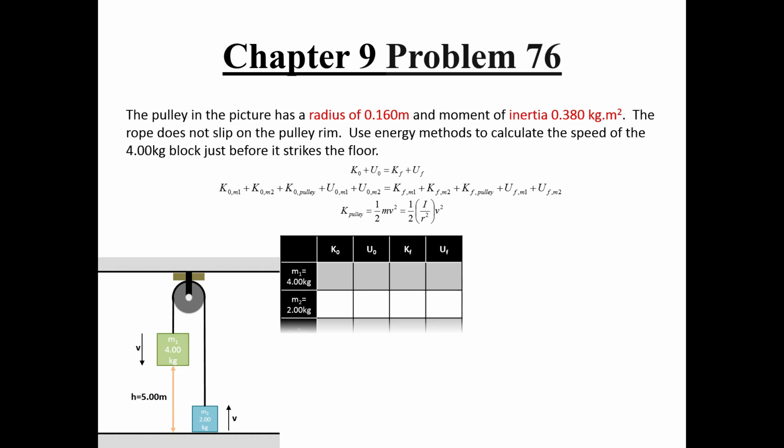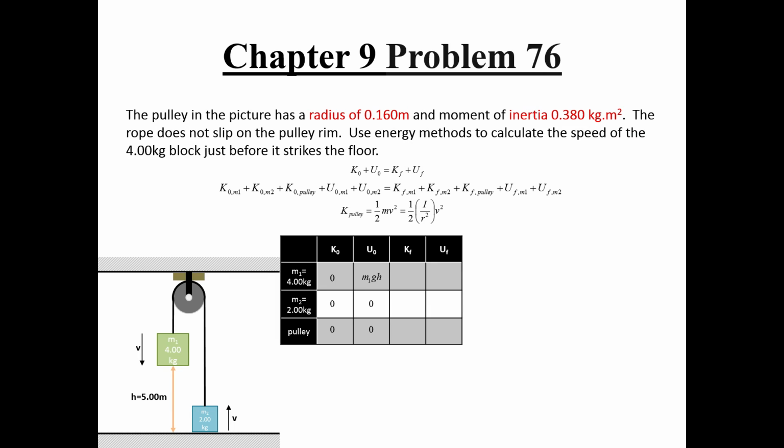Let's start by figuring out which terms in this equation are non-zero. If we assume that the system is initially at rest, the kinetic energy of each object is 0. The only object with gravitational potential energy at this point is block 1. It is a height h above the floor, so it will have a potential energy of m1gh, while the other objects will have potential energy of 0.